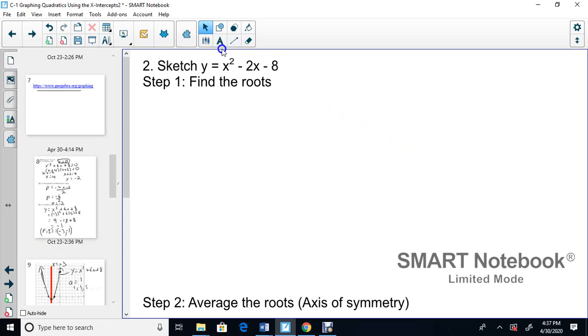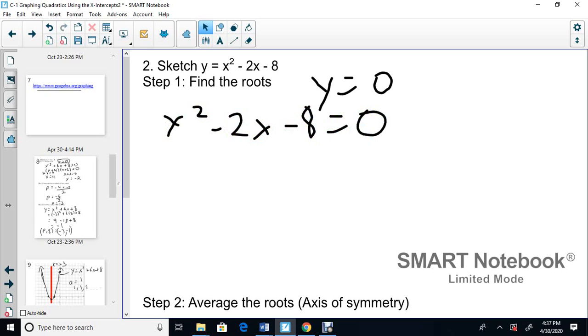Okay, question 2. So we're going to begin by finding the roots. So we're going to set y equal to 0, which means this whole equation, x squared minus 2x minus 8, has to equal 0. Okay, we're going to factor.